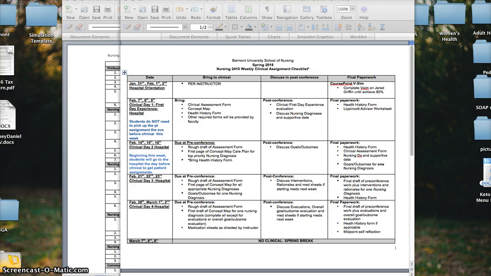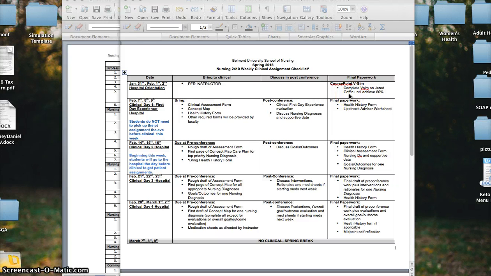Okay, so to start, this is what we call the weekly clinical assignment checklist. This is what goes into the student's folder and stays there. You should have a hard copy of this, and they can access this on Blackboard as well. It is broken down week by week, and you have it shown for Wednesday, Thursday, and Friday clinical every week. So it's perfect for them to know what to bring to clinical, what we're going to discuss in post-conference. That's really more of a tool for you guys, but it's there for the students as well. And then what is due on their assigned due date.